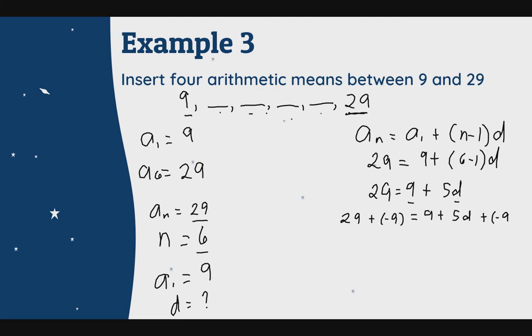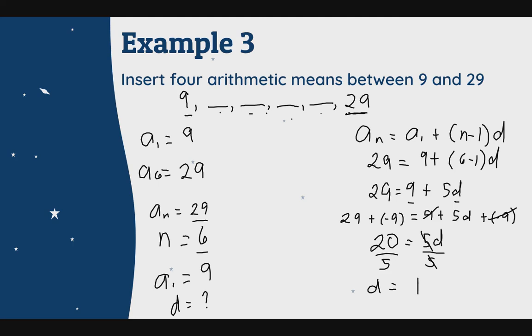So we all know that a number or an integer added by its additive inverse will be equal to 0. So what will remain on the right side will be 5d, and on the left side is 29 plus negative 9, which is 20. So 5d is equal to 20, then divide both sides by 5 to have d equal to what? 20 divided by 5 is 4.